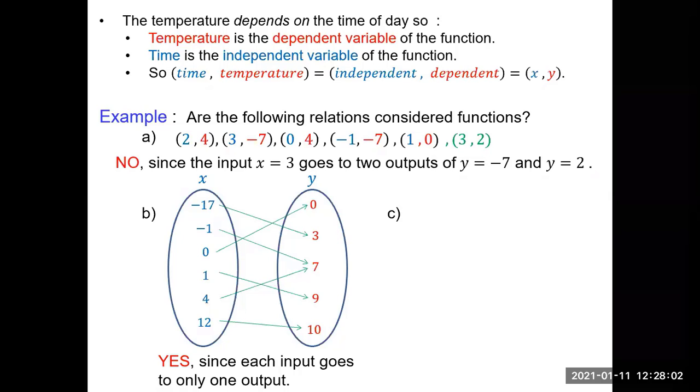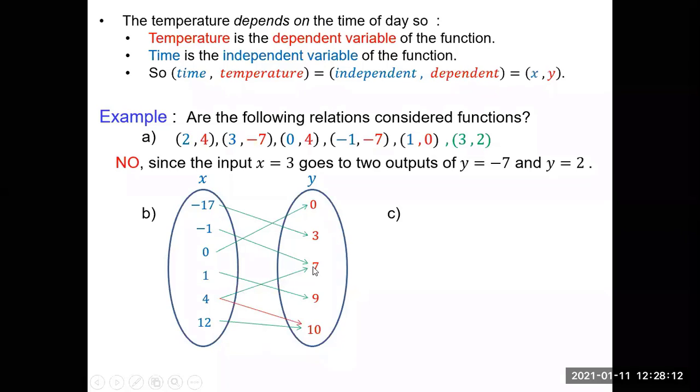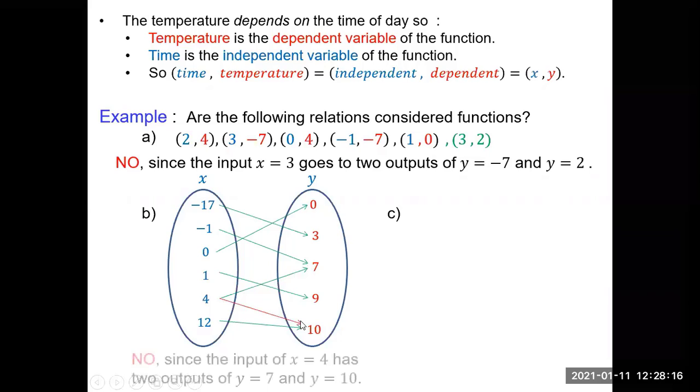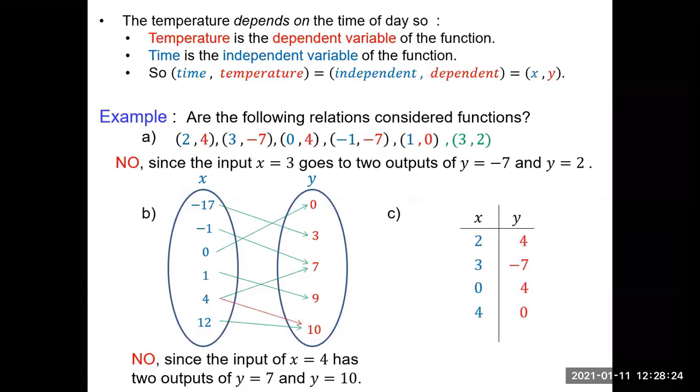But let's look at one example of how we could modify this. What if we had 4 with another arrow coming out of it? Now that would mean that 4 gives me an output of 7, but 4 also gives me an output of 10. So since the input of 4 gives me 2 outputs, again, that is not a function. Let's look at one last example here.